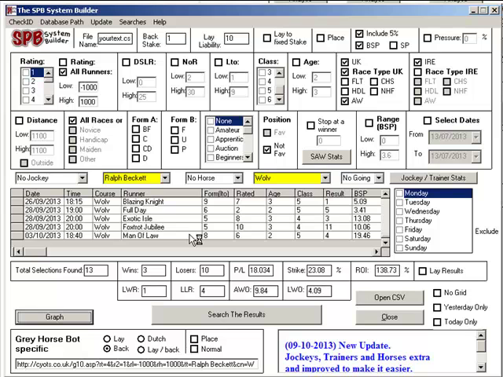That's one of the areas we'll be discussing, drilling right down and finding particular places where you can make profit.